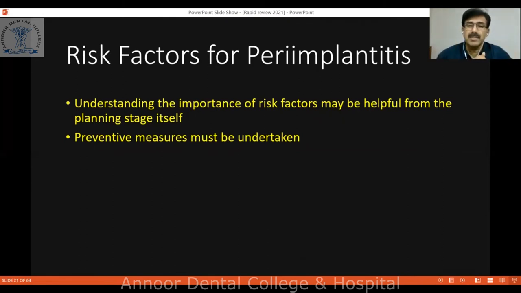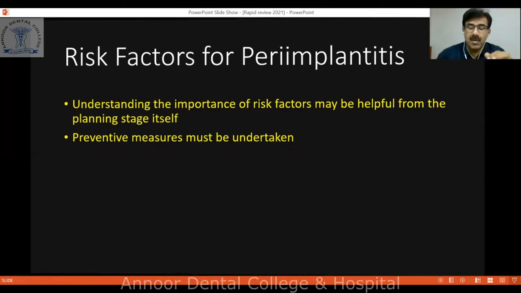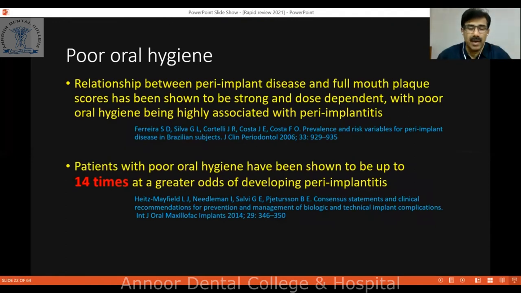Now, the most important part is you should know what are the risk factors associated with the development of peri-implantitis. And one of the most important risk factors is poor oral hygiene. Whenever the plaque scores are high, when the patient has got poor oral health, there is always prevalence of peri-implantitis. In fact, there is a study by Heitz-Mayfield, 2004, which clearly points out that if the patient has got poor oral hygiene, he is at 14 times greater odds of developing peri-implantitis. So that is how important the maintenance of oral hygiene is.